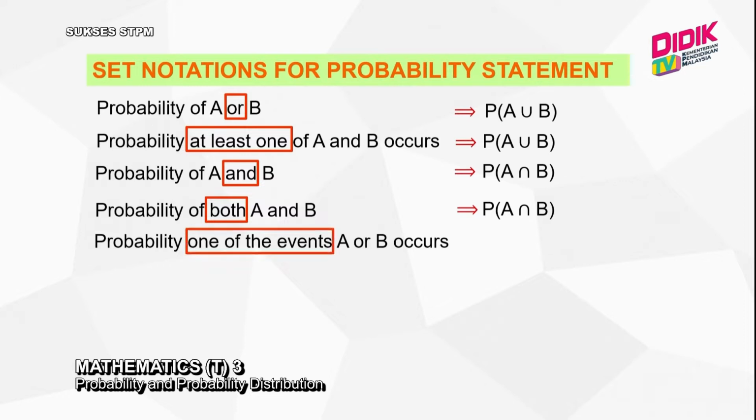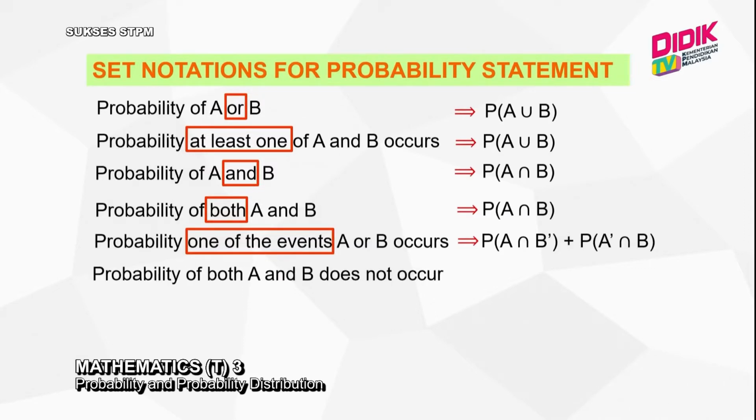Next, one of the events. The key point here is one of the events. That means only A occurs or only B occurs, which can be shown by using the formula P(A intersect B prime) plus P(A prime intersect B). Next one is probability both A and B do not occur.